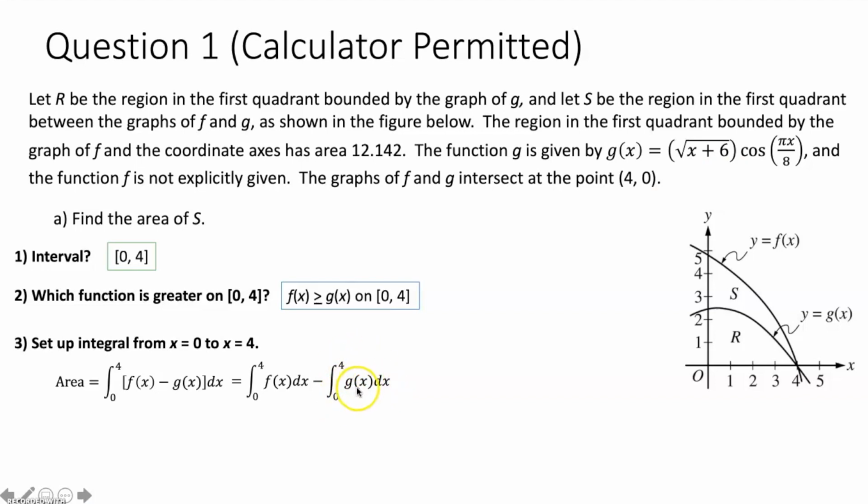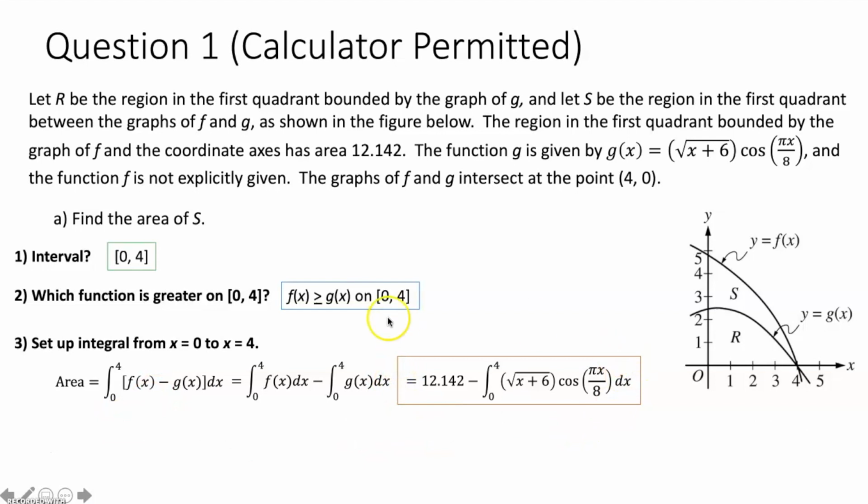Well, to evaluate this, we're going to have to take whatever function g of x is equal to, which would be the square root of x plus 6 times cosine of pi x over 8, and plug that in for g of x. Now this expression right here will get you the exact area of the region S right here. So how do we evaluate this? Well, as you can see, this question appeared on the calculator portion of the AP test.